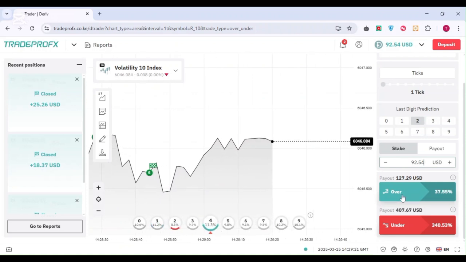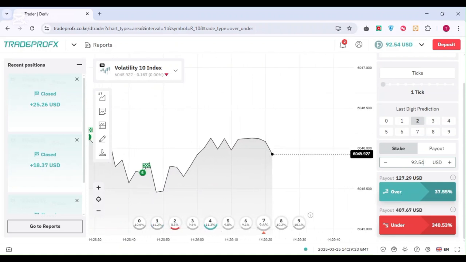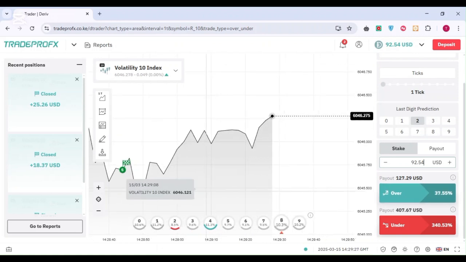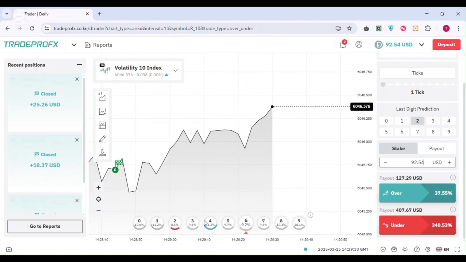You can see digit 4 and 1 have started now. We cannot trade, so it's not best for us to trade because those shifts of the market have begun.